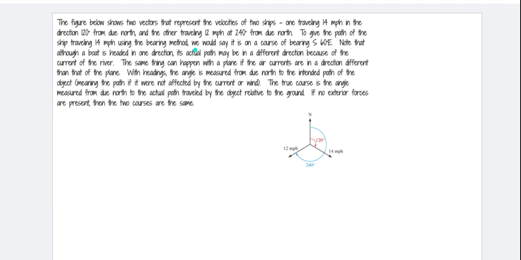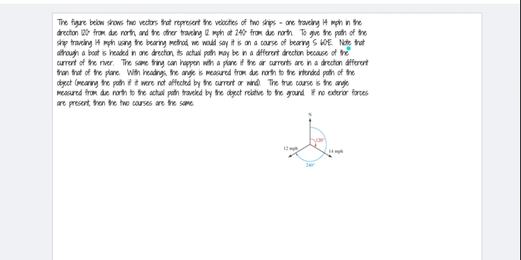And then the other one is traveling 12 miles per hour. That's the magnitude of that vector, at 240 degrees from due north. So you would measure its course from here, from due north, around 240 degrees.